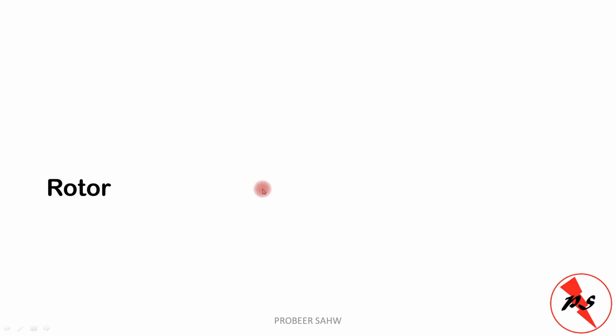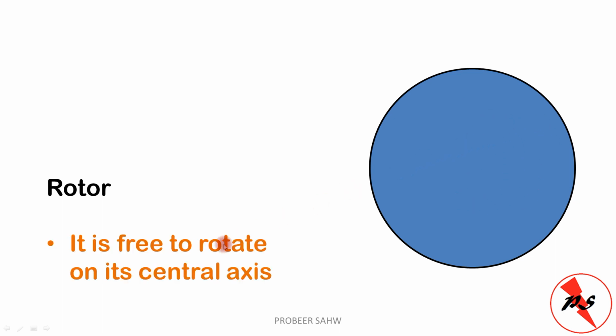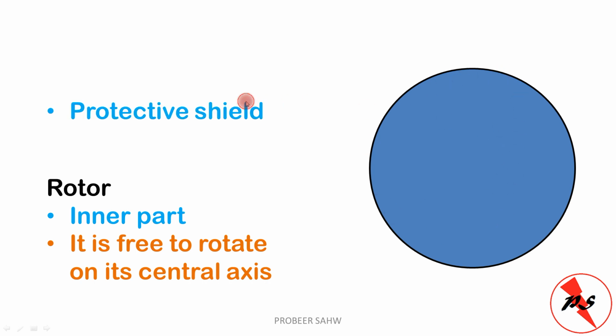Okay, now let us move to the construction of DC machines. In DC machines, we have a rotor which is like this. This is the front cross-sectional view of the rotor, and it is free to rotate on its central axis. And this is the inner part of the machine. To protect this inner part of the machine, we should have a protective shield and an outer frame.